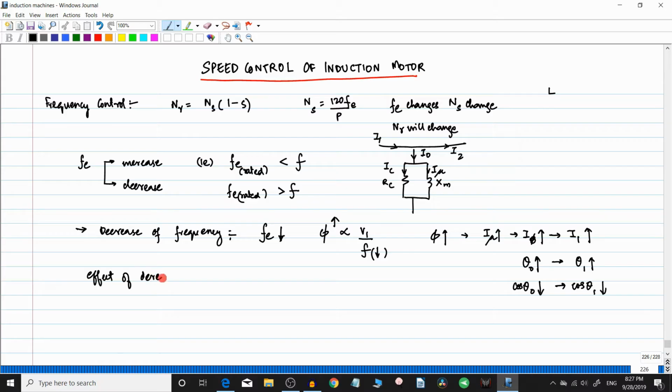of frequency, keeping voltage constant. So in this case we have not varied the voltage, right? Keeping V1 constant. Okay, so what happens? The flux increases, cos theta naught decreases. That means the motor is going to be in low power factor, very low power factor, and cos theta 1 is also going to decrease. All these three things, it is not advantageous for us.